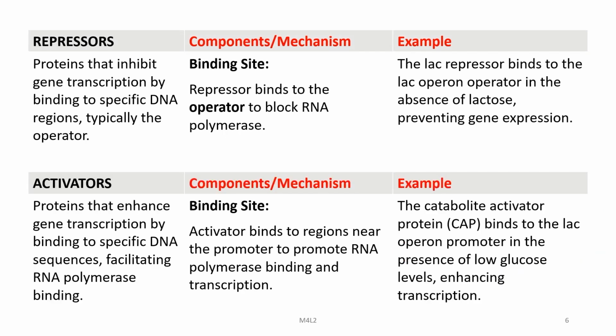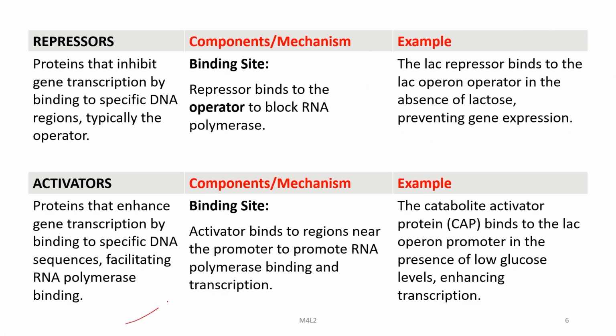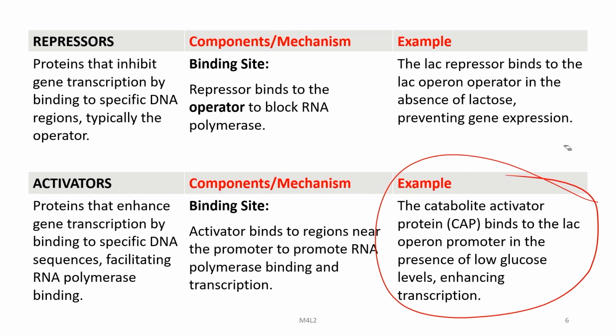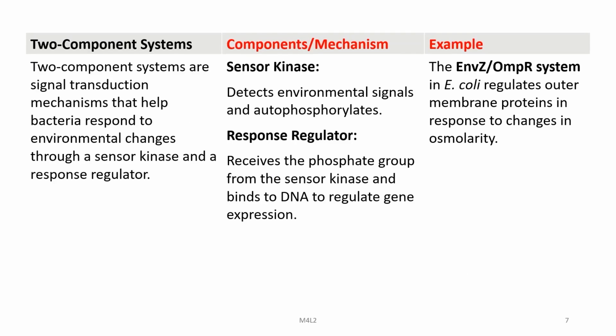Repressors are proteins that inhibit gene transcription by binding to specific DNA regions, typically the operator. An example is the lac repressor, which binds to the lac operon operator in the absence of lactose, preventing gene expression. Activators enhance gene transcription by binding to specific DNA sequences, facilitating RNA polymerase binding. Examples include the catabolite activator protein, which binds to the lac operon promoter in the presence of low glucose levels, enhancing transcription.